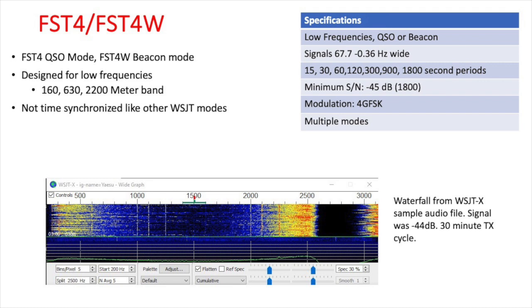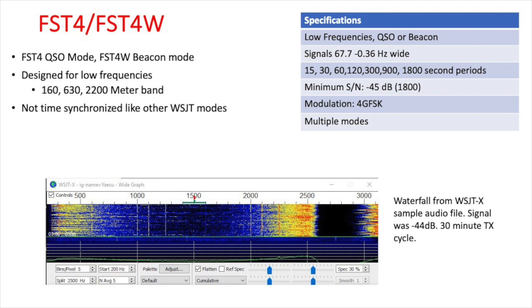FST4 and FST4W. This is a new one. It's designed for really low frequency. There are 2 versions, and the W means it's a beacon. This one gets up to 1800 second periods for transmit. I've never transmitted, I have decoded a few signals on there.